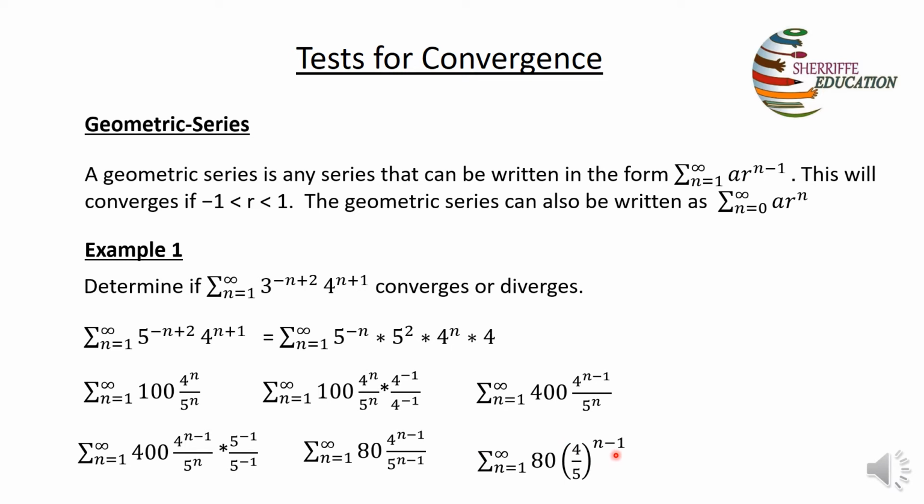Now here clearly we can see that we have it in this form, and as such our r will be 4/5. And recall that this type of series will converge if r is greater than -1 but less than 1, and 4/5 will definitely fall in that region, and as such we say that this is convergent.